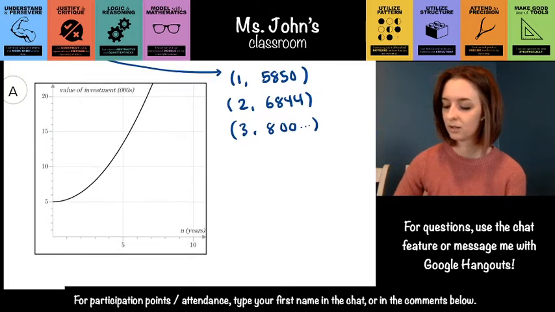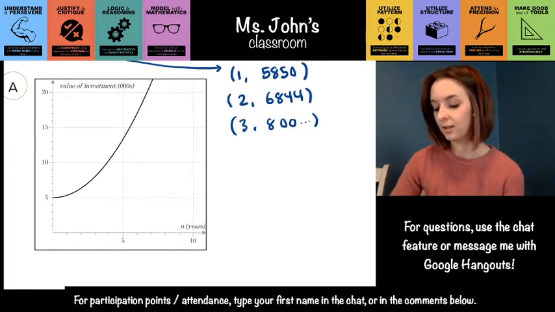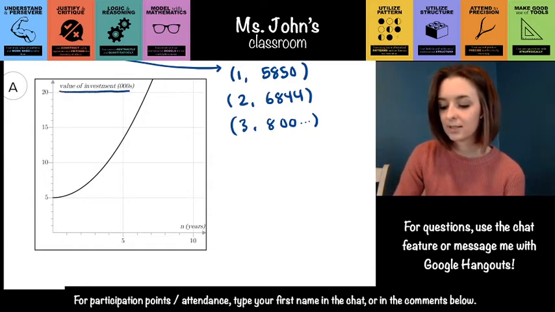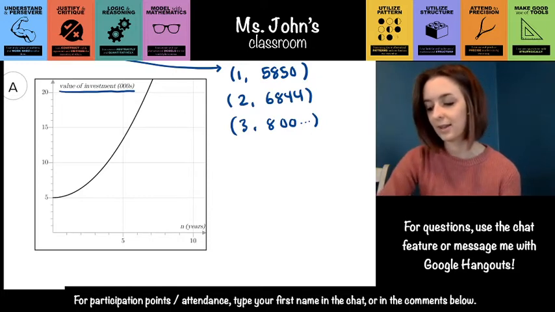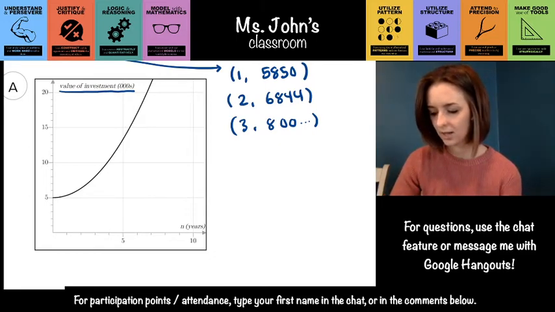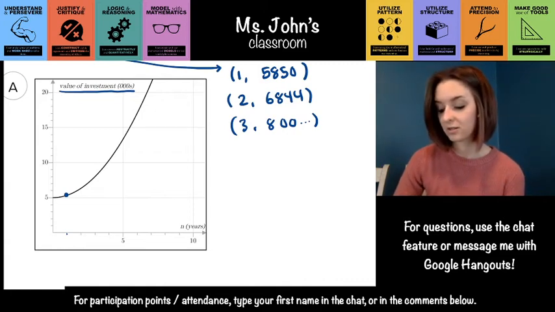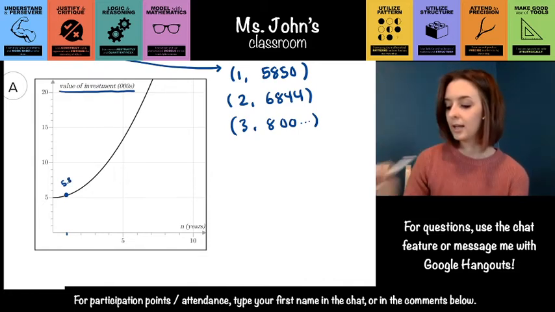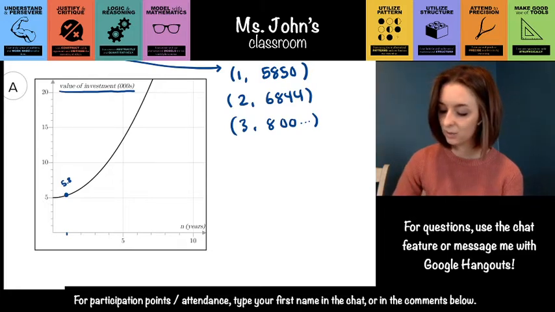So I'm just going to draw it on this first graph that I have, and then you can find the one that matches on yours. So 1, 5,850. Oh, that's important. This says that the vertical axis is in thousands, the value of investment in thousands. So 5,850 is going to be a little bit more than 5,000 and not all the way to 6,000. So this first graph looks okay so far. That's going to be my 5.8-ish. And then number 2 should be at 6.8-ish.